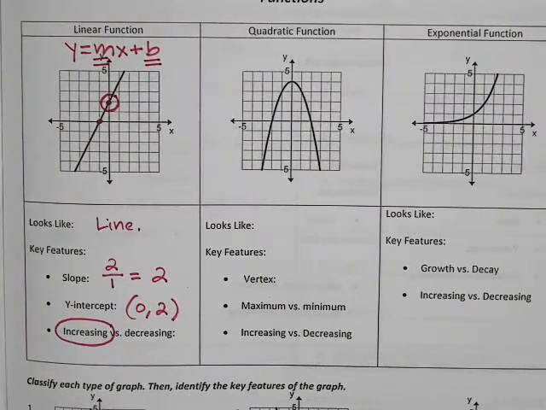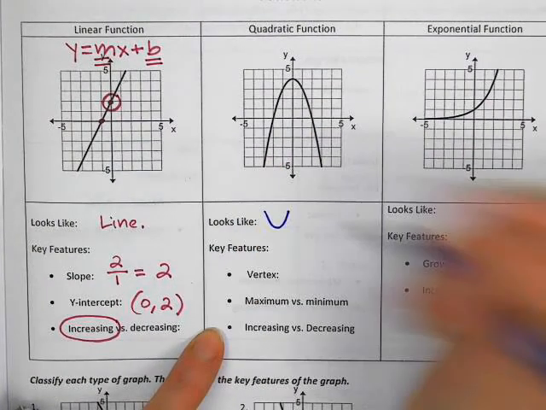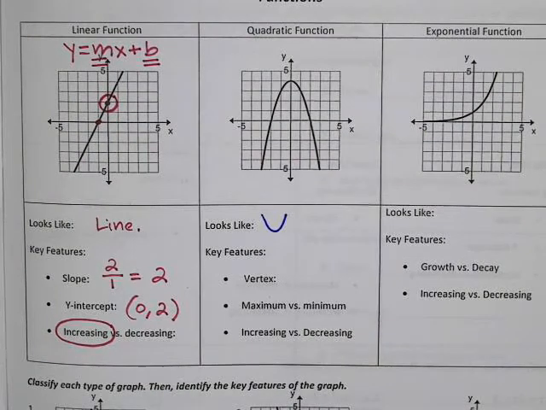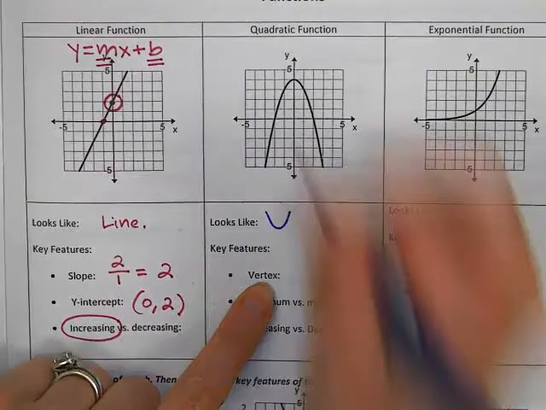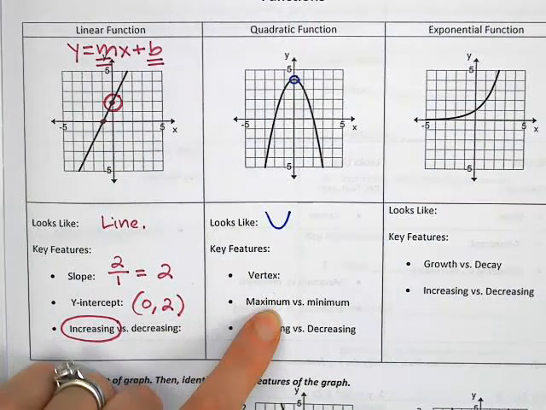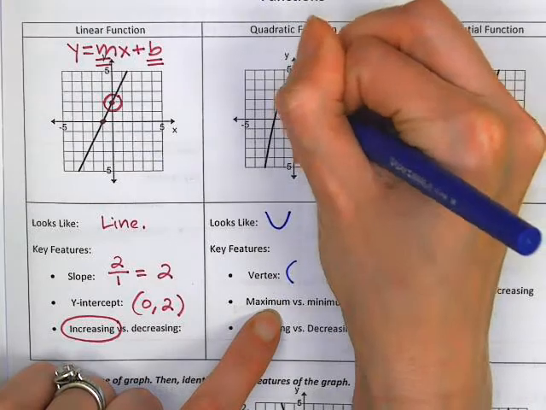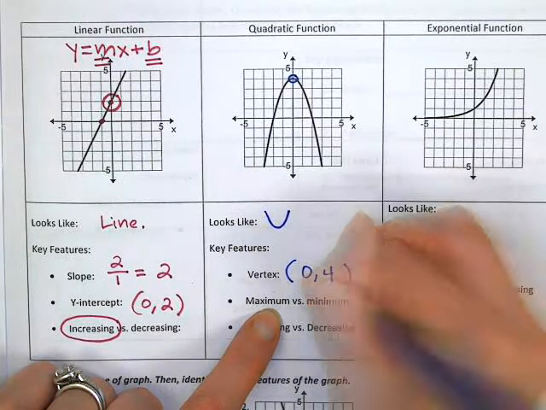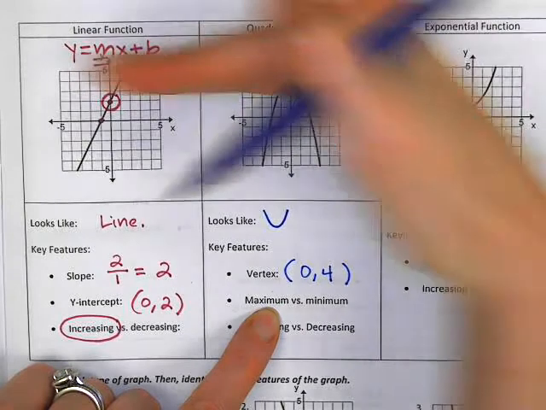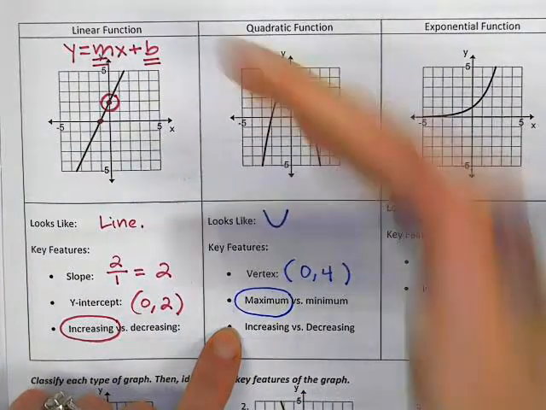All right, on to quadratics. Quadratics look like the letter U, but sometimes facing up or down. And here's the key features of a quadratic. The vertex. The vertex is that turning point, either the max or the min. All right, so the ordered pair of the vertex in this problem is 0, 4. And then because it's at the very top of the parabola, it's a max, a maximum point. If it was at the bottom, it would be a min.